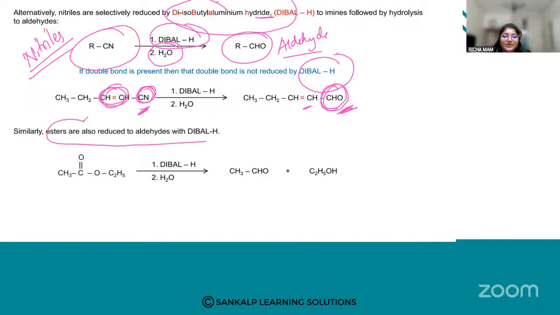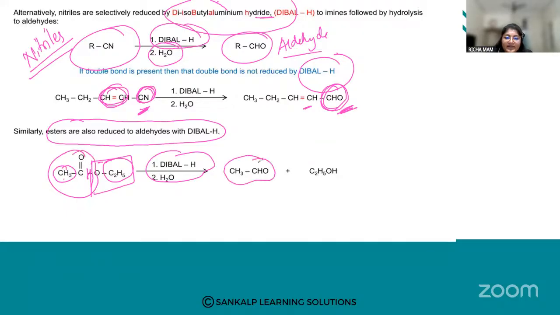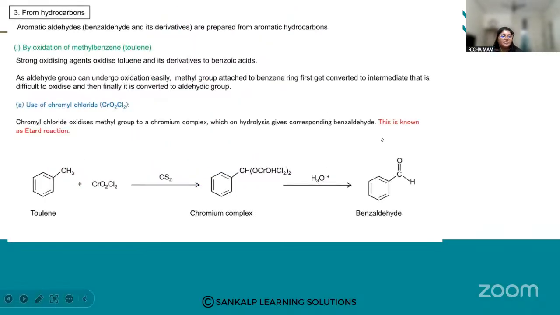Esters are also reduced to aldehyde with diisobutyl aluminum hydride. So this is an ester, one group, and this is another group. Take ethyl methyl ester, C2H5 and CH3. Only this part and this part will remain. This will go off as an alcohol, and here your H will be added. So this is one aldehyde, that is acetaldehyde, and this is your alcohol. So with DIBAL, esters and nitriles are converted into aldehydes.